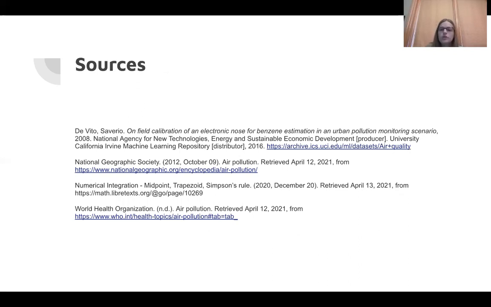So here are some of our sources. You can see our data and where we got some of our information on air pollution. Thank you.